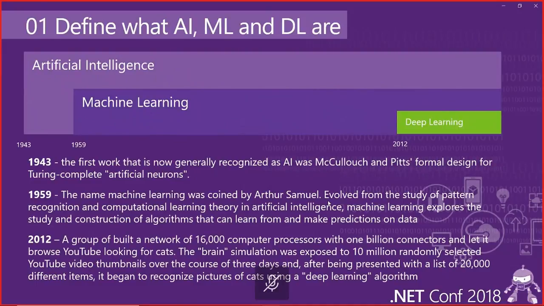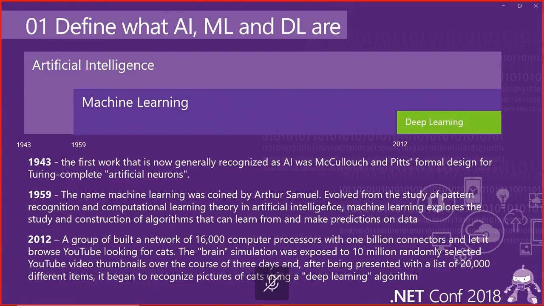Artificial intelligence has been around since a long time ago, since the early 40s. In 1959, the concept of machine learning was introduced for the first time. But what is literally changing the world is the introduction of deep learning. Deep learning was introduced before 2012, but the first time it was actually used to train a computer and make a computer intelligent was in 2012.